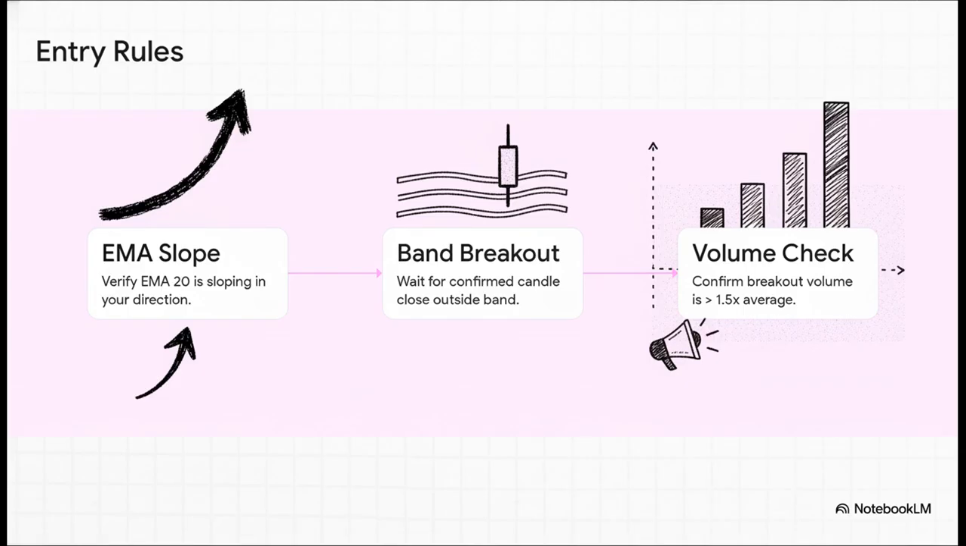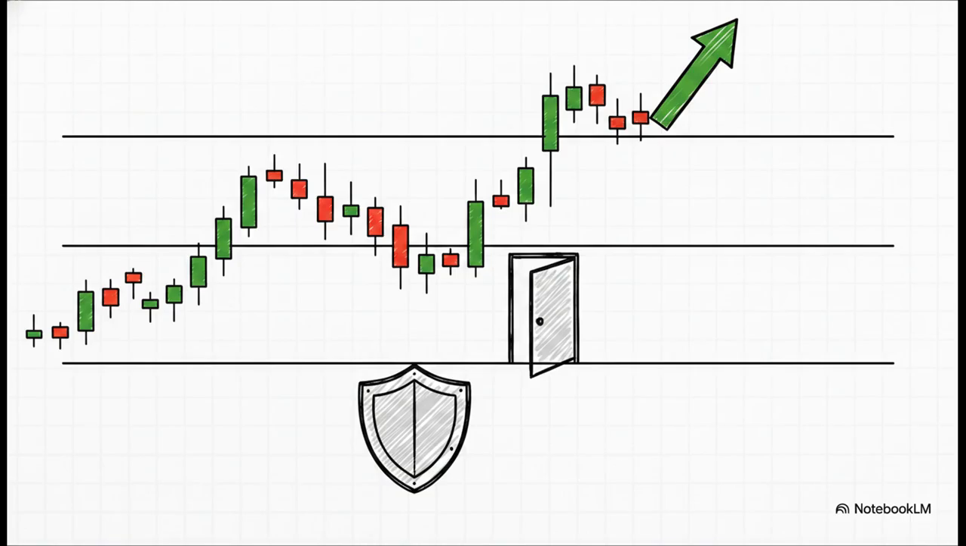Finally, step 3, demand a volume spike. You want to see breakout volume greater than 1.5 times the average. Why? Because that proves real institutional participation is actually driving the move. Now for risk management. Your stop loss is wide. It's placed all the way at the opposite Keltner band at the time of entry. This represents the full expected volatility range, which ensures you don't get shaken out by just normal market noise.